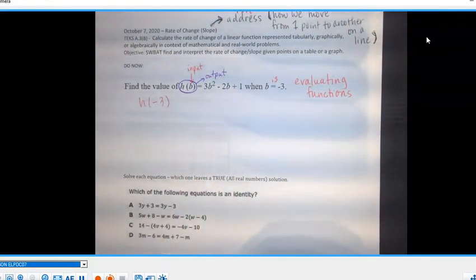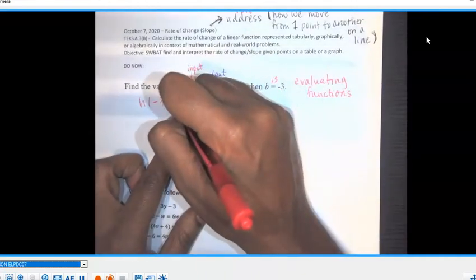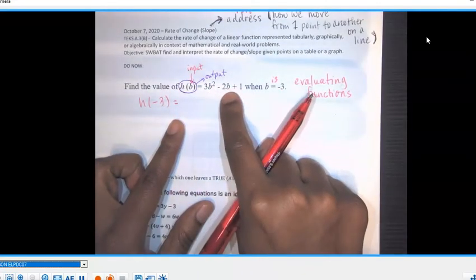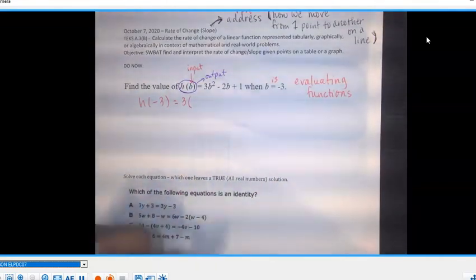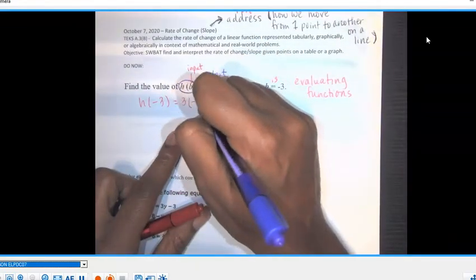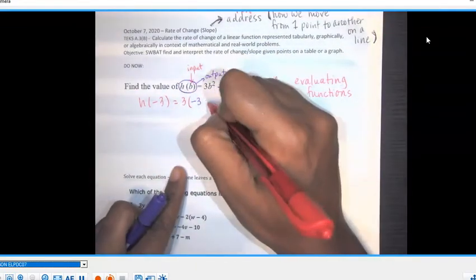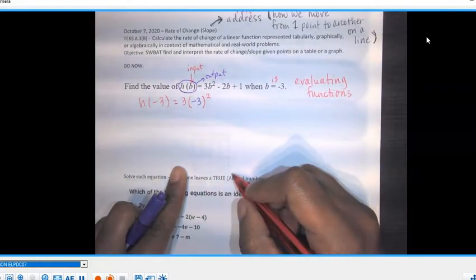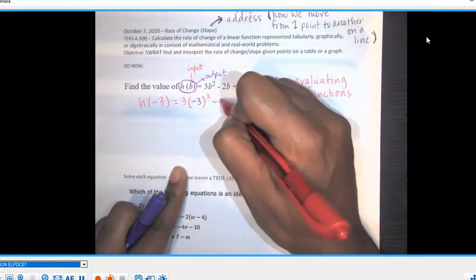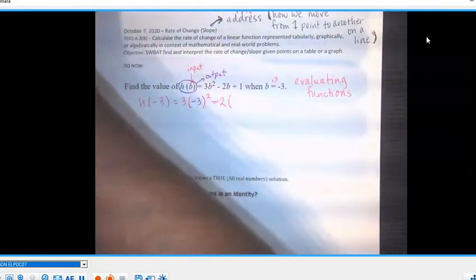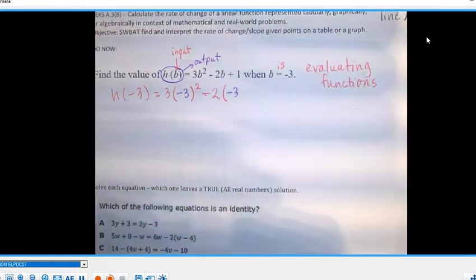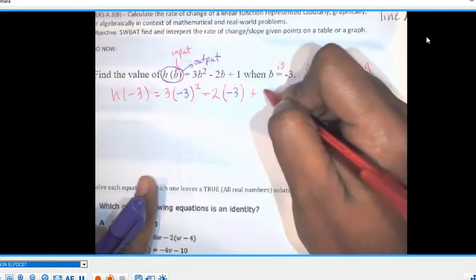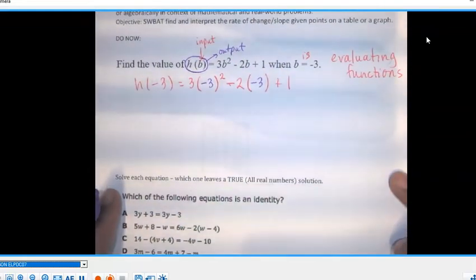So what do we do? We're going to substitute in -3 where these B's are. So I'm going to do 3, open parentheses, and watch me plug in -3 for B here. Close it, squared. And then I'm going to do -2, open parentheses, let me zoom in, -3 for B here. Close it. And then +1. Okay, so I hope we can see that.